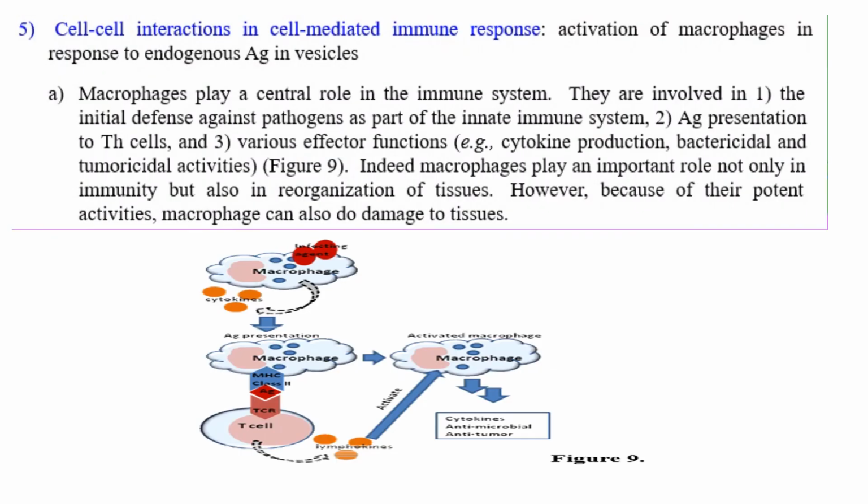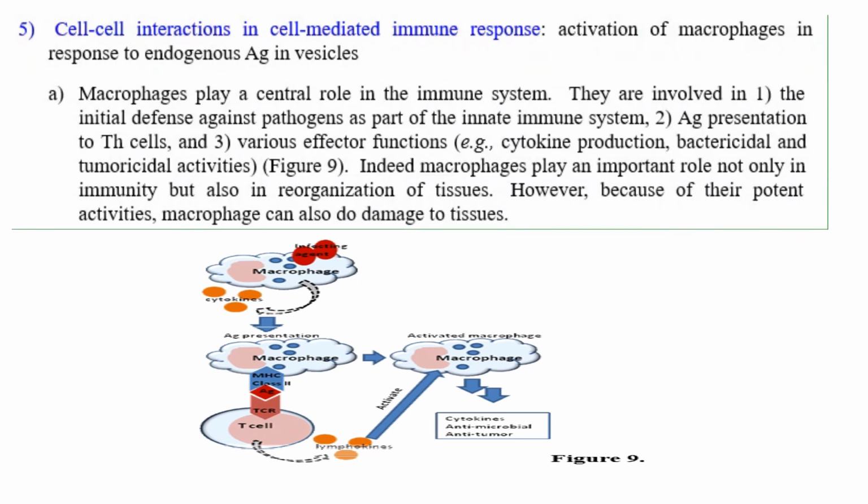Now, what is the role of the macrophage? Cell-to-cell interaction and cell-mediated immune response: activation of the macrophage in response to endogenous antigen in the vesicles. Macrophages play a central role in the immune system. They are involved in the initial defense against pathogens as part of the innate immune system.